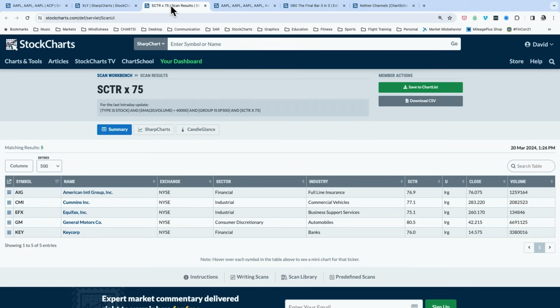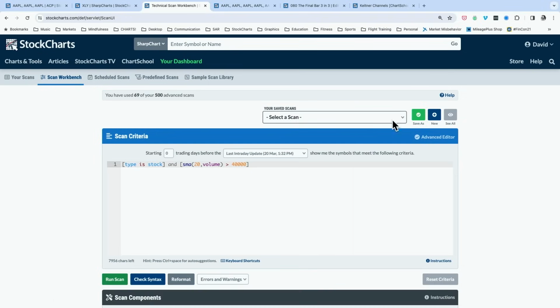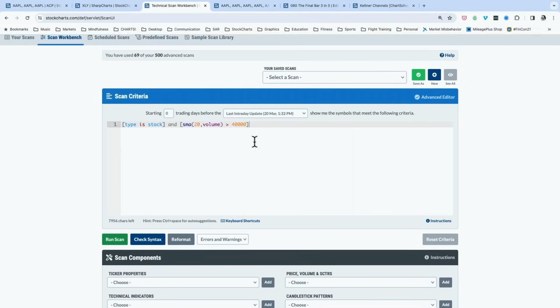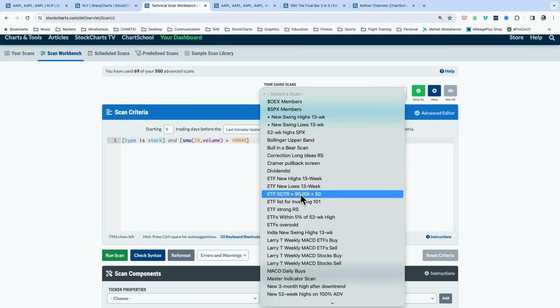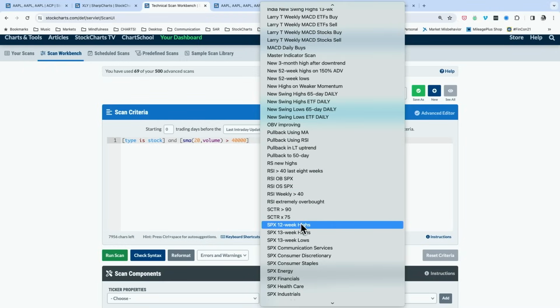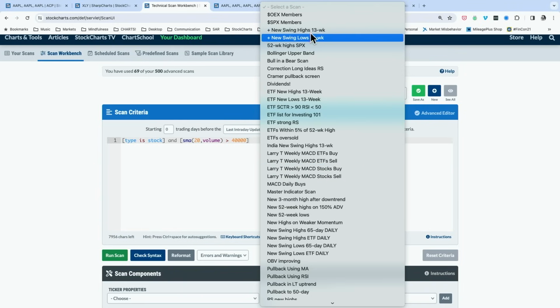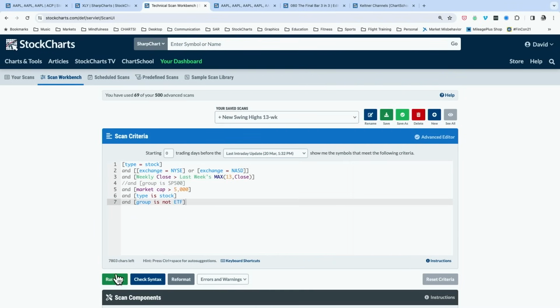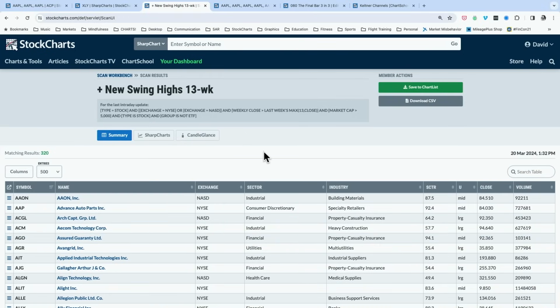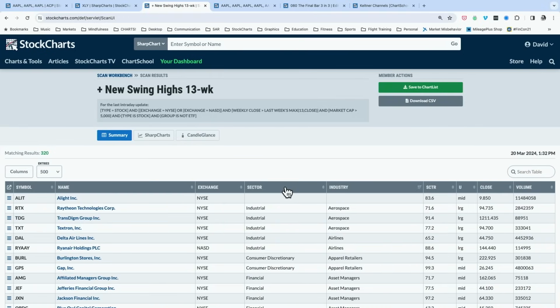The other option is to just start from the bottom up, right? Run a scan looking for stocks making new 3-month highs, which is a scan that I often run. I don't care about what sector it is or whatever. I'm just looking for stocks that are actually working. So one of the scans that I run all the time, here it is at the top, new swing highs, 13-week. This is my standard stocks above 5 billion market cap making a new swing high.